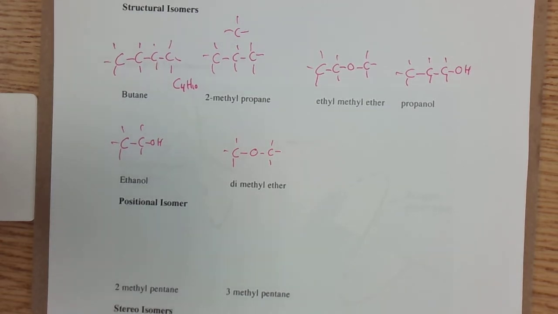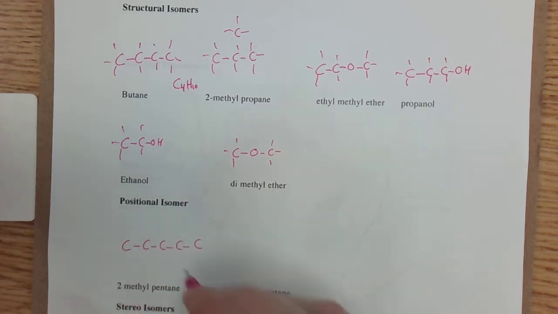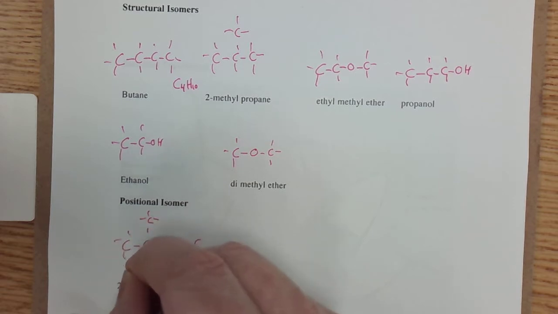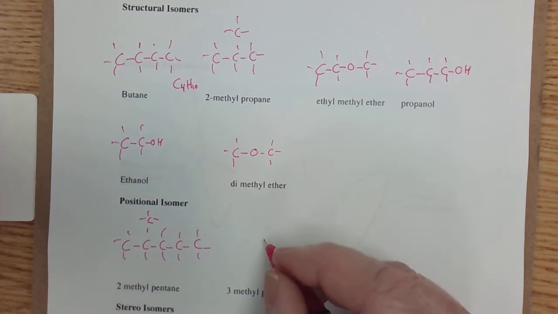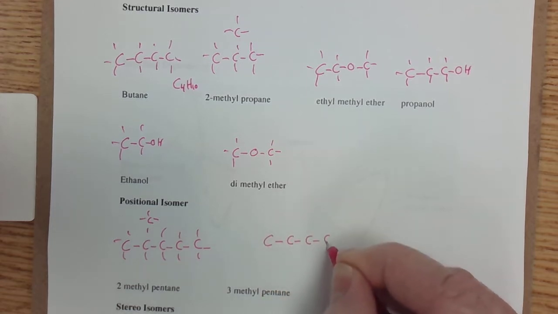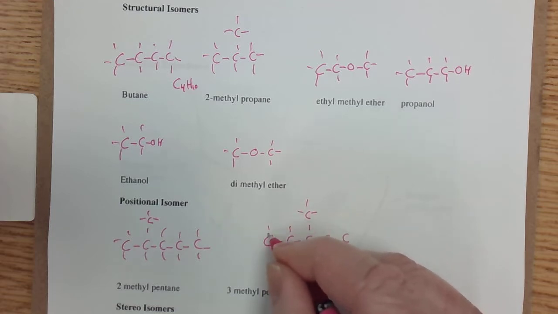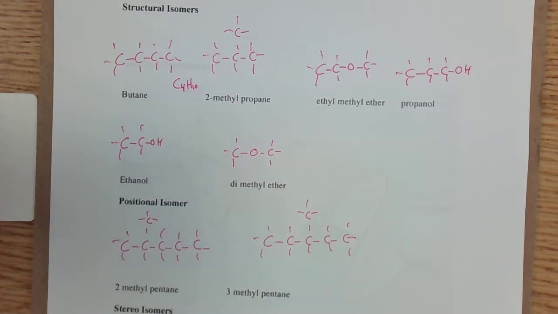Now sometimes the isomer can be positional in nature. 2-methylpentane, 1, 2, 3, 4, 5. And on the second carbon, we'll put another methyl group. Draw on all my hydrogens. 3-methylpentane, 2, 3, 4, 5. The methyl group goes on the third carbon. Always the same molecular formula, differences in the structure.